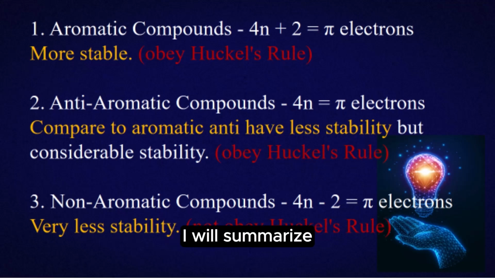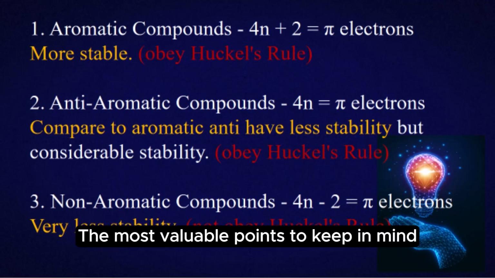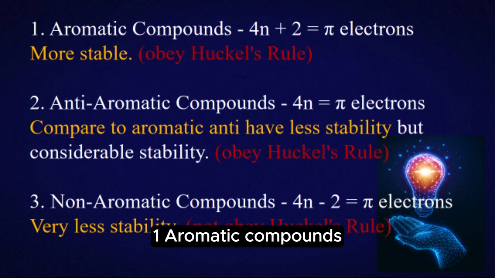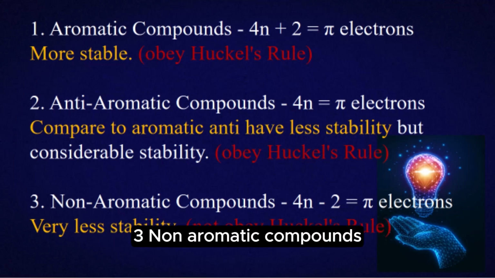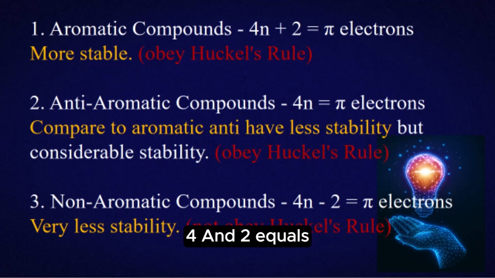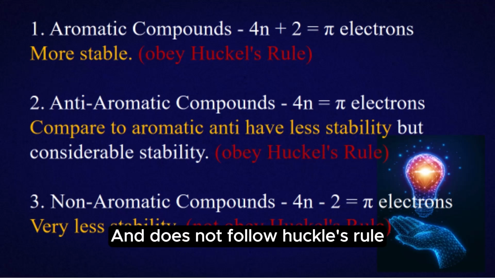Before ending, I will summarize the most valuable points to keep in mind. 1. Aromatic compounds: 4n plus 2 equals pi electrons, more stable. 2. Antiaromatic compounds: 4n equals pi electrons, less stable than aromatic, but with considerable stability. Both aromatic and antiaromatic molecules obey Huckel's rule. 3. Non-aromatic compounds: 4n plus 2 does not equal pi electrons, less stable, and do not follow Huckel's rule.